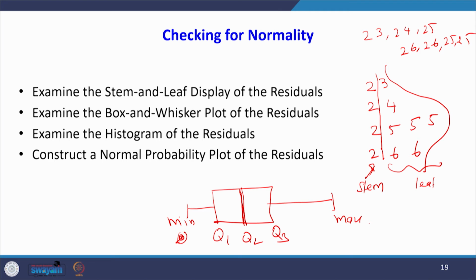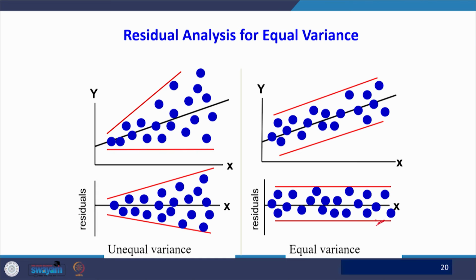Another way to test the normality is a histogram of the residuals. So, when you plot the histogram, for example, suppose I am plotting like this. If it follows a bell shaped curve, then we can say that the error follows a normal distribution. Then we can construct a normal probability plot of the residuals, the PP plot. The PP plot will be like this. If all the values fall exactly on this diagonal, then we can say that the error term follows a normal distribution.